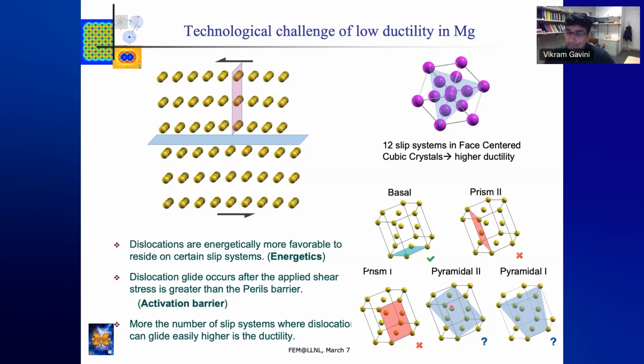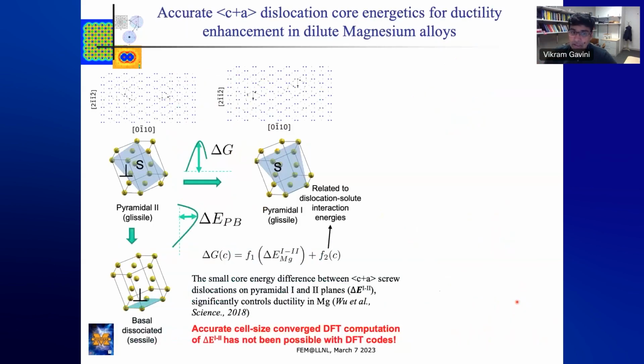So people have hypothesized that by adding certain solute atoms, you can avoid, or reduce the rate at which, the dislocation falls from a pyramidal plane to a basal plane. Maybe you can then get cross slip, that is, the dislocation jumping between pyramidal 1 and pyramidal 2 planes, and thus enhance the ductility of magnesium. For all these models, one of the key aspects the metallurgists were keen to get an estimate of was the energy difference of a dislocation lying on the pyramidal 1 and the pyramidal 2 planes.